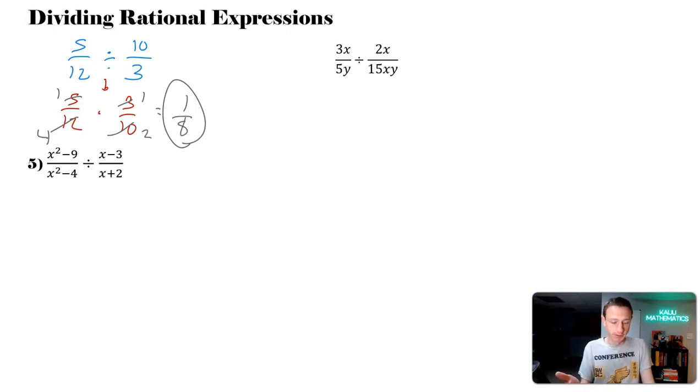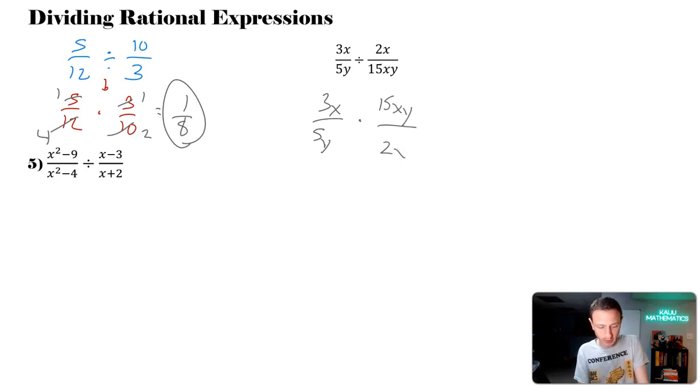Same thing with rational expressions. Same exact concept. So let's look at this example here in the middle: 3x over 5y divided by 2x over 15xy. We're going to keep the 3x over 5y, not going to do anything to that, change division to multiplication, take the reciprocal, so 15xy over 2x.